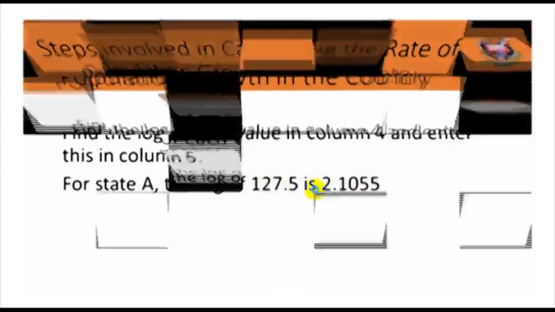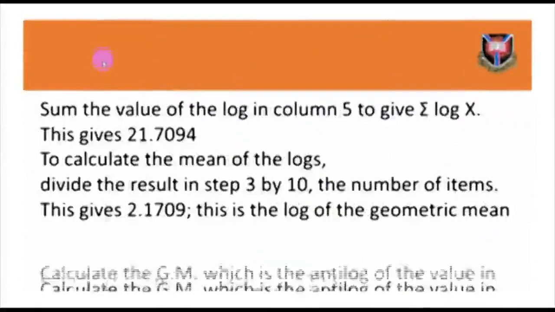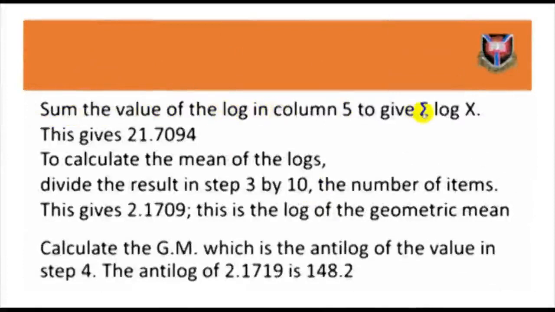Step 3. Sum the values of the logarithms in column 5 to give summation log x. This gives 21.7094. 4. To calculate the mean of the logs, divide the result in step 3 by 10, that is the number of items. This gives 2.1709. This is the log of geometric mean. Number 5. Calculate the geometric mean, which is the antilog of the value in step 4. The antilogarithm of 2.1719 is 148.2.